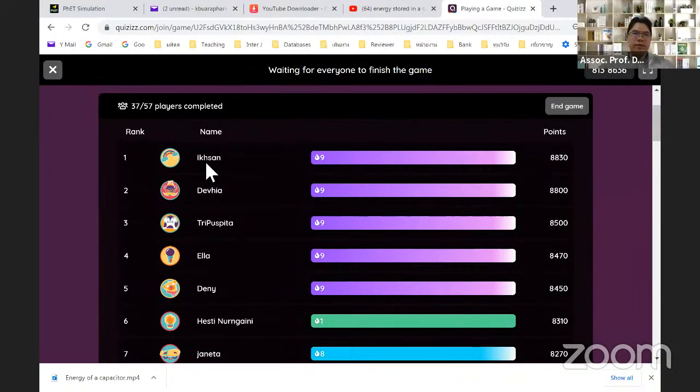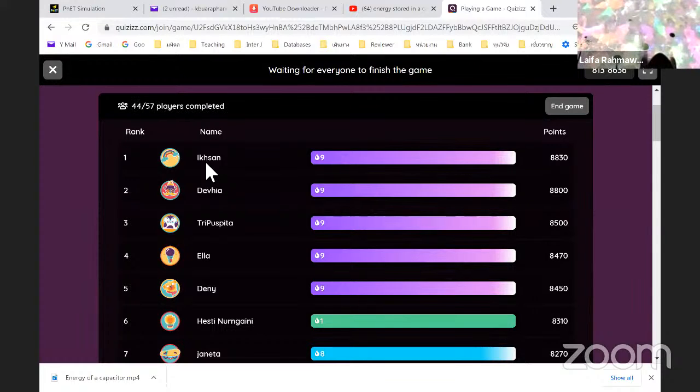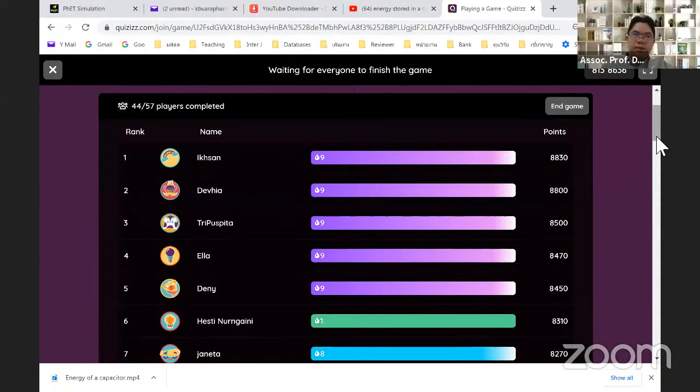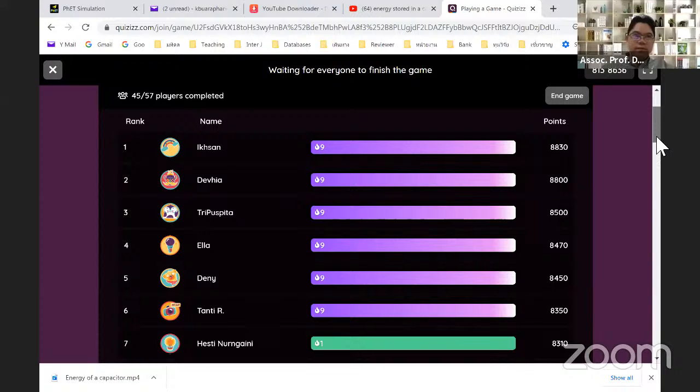40 players completed. And the highest score is 8,830. How many persons will get the bonus score from the quizzes? 3 persons, Laifa. Okay, top 3.